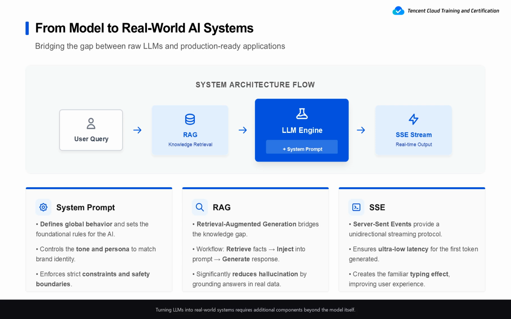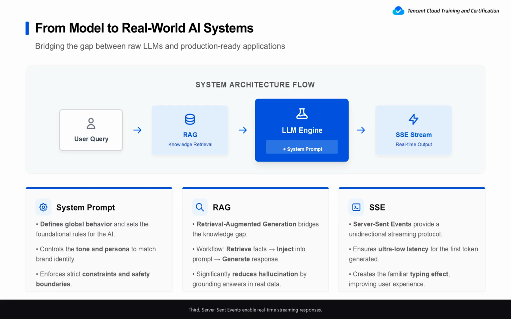Turning LLMs into real-world systems requires additional components beyond the model itself. First, the system prompt defines global behavior, tone, and safety constraints, ensuring consistent and controlled outputs. Second, Retrieval-Augmented Generation, or RAG, connects the model to external knowledge sources. Instead of relying only on pre-trained data, the system retrieves relevant information from databases and injects it into the prompt, significantly improving accuracy and reducing hallucination.